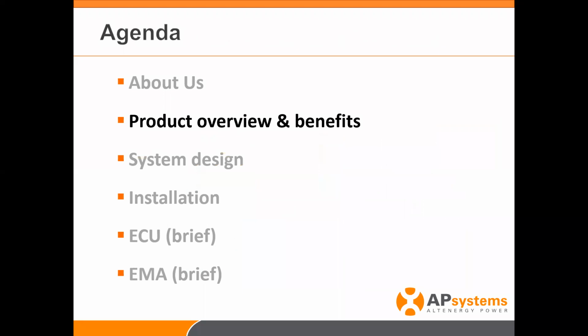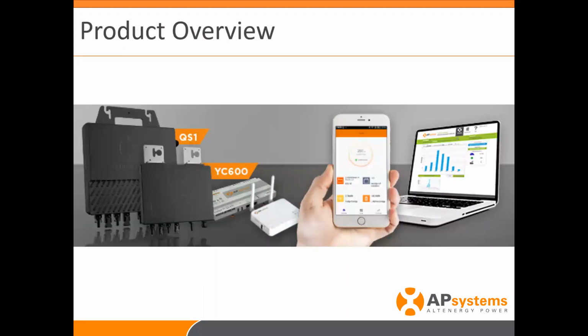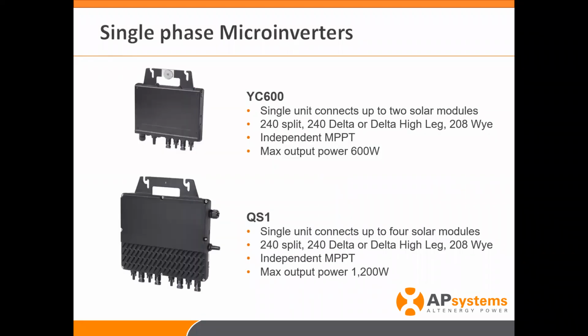Let's talk about some of the product overviews now. Let's kind of dig in a little bit here. So we talked about this right here, single phase microinverters. This right here is the YC600. Again, we're talking about this being two inverters in a single package. As you see right here, it can handle two. So we have two inputs, input one, input two.